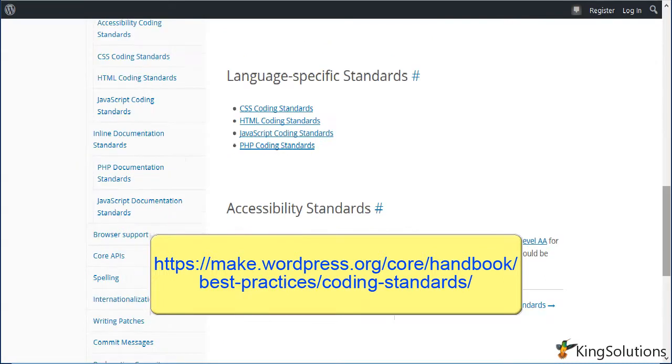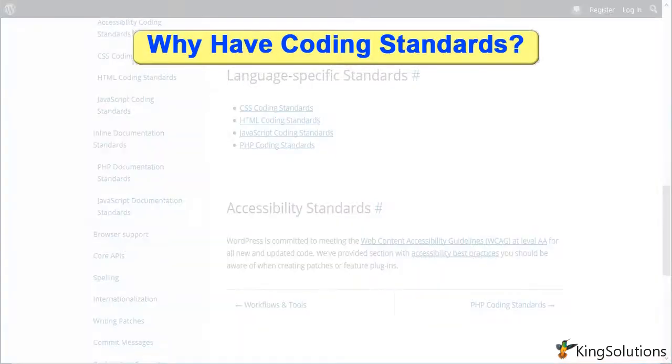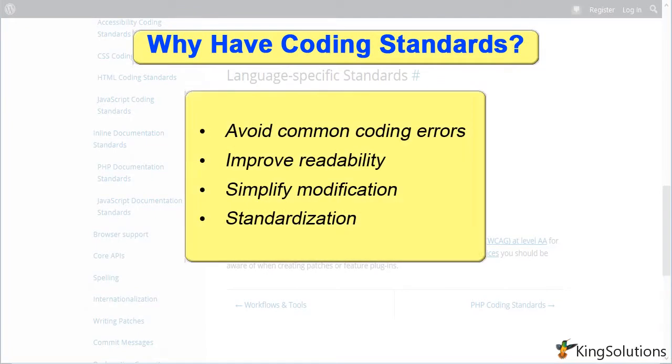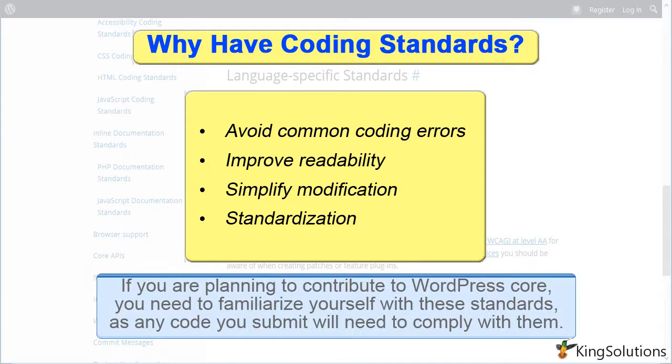The purpose of the various WordPress coding standards is to create a baseline for collaboration and review within the WordPress open source project and community. These standards are part of the recommended best practices that developers and core contributors should follow. Why have coding standards? Coding standards help avoid common coding errors, improve the readability of code, and simplify modification. They ensure that files within the project appear as if they were created by a single person. If you are planning to contribute to WordPress Core, you need to familiarize yourself with these standards, as any code you submit will need to comply with them.